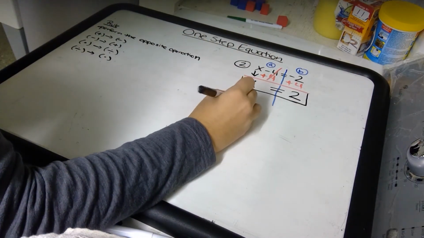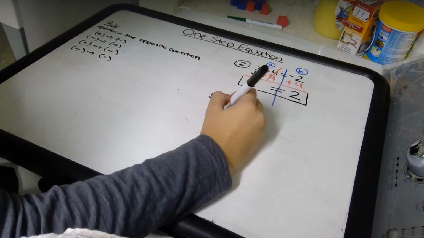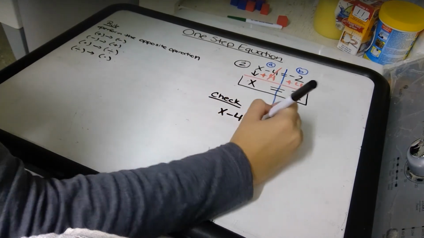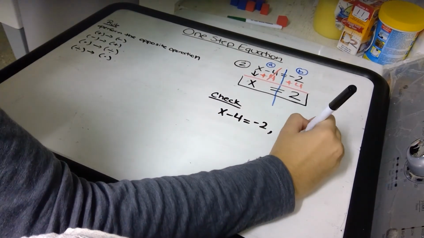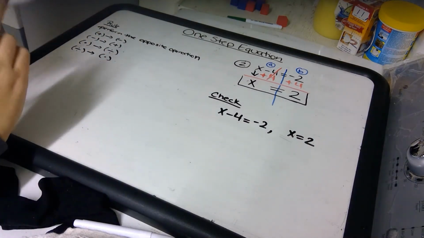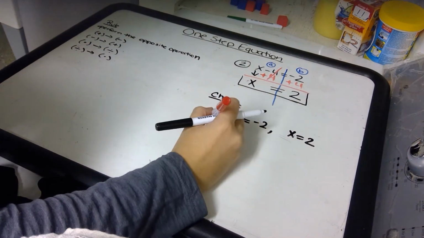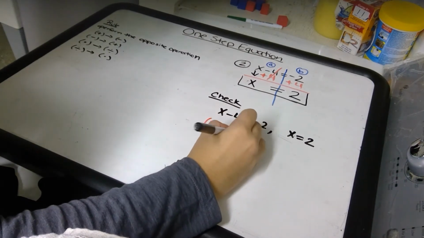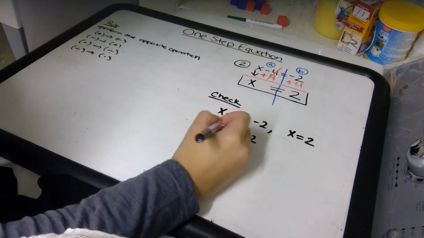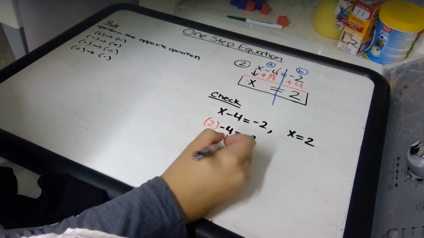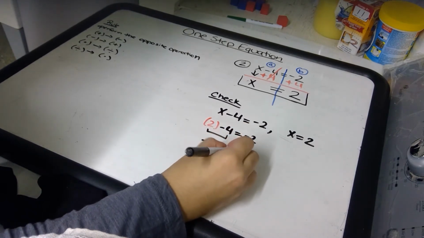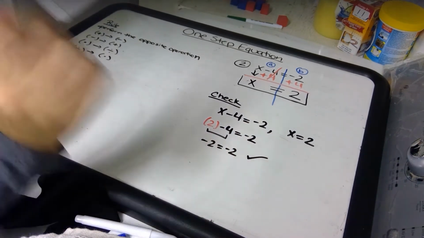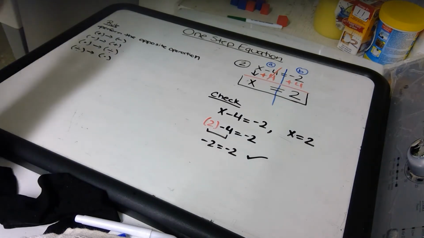Let's check our answer. So we're going to rewrite the equation. And we solved that X equals 2, right? So now we're going to plug in 2 instead of X. 2 minus 4, is that equal to negative 2? So here we have to solve our left side, right? So we have negative 2, is that equal to negative 2? Yes. Then our answer is correct.